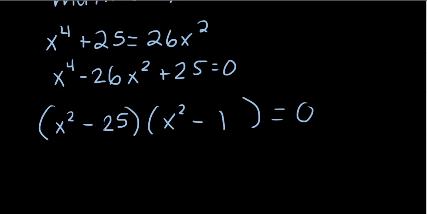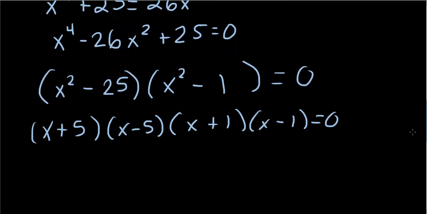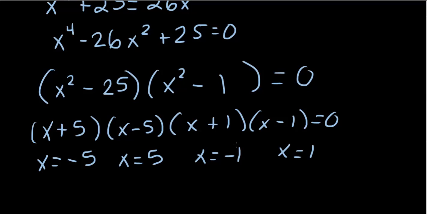Now if you notice, both of them are difference of squares. So how do I factor x squared minus 25? Well, it's going to be x plus 5, x minus 5. And how do I factor x squared minus 1? Well, it's going to be x plus 1, x minus 1. And again, we're going to make this equal to 0, and then solve for x for each one of them. So it's going to be x equals negative 5, x equals 5, x equals negative 1, and x equals 1. And those are the 4 different roots. The degree of the polynomial is 4, and I have 4 roots. So that is the correct answer.